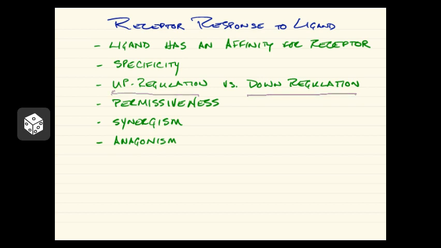So if a hormone is being suddenly released in a large quantity, the target cells somehow detect that and insert more receptors into the cell membrane. Upregulation. Upregulation will make the cell more sensitive to that hormone because it has more receptors.